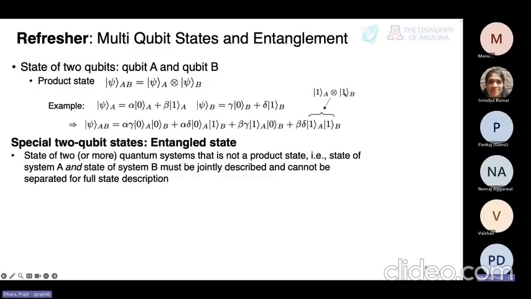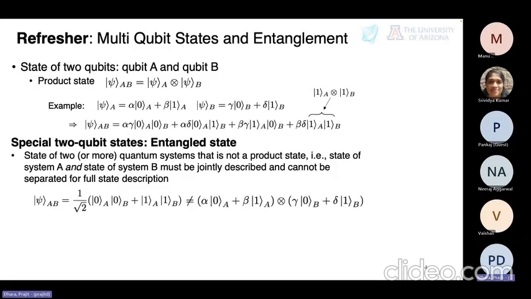What you now have are special two-qubit states, the entangled states, which you cannot represent as product states. And this is what is of most interest for any kind of quantum communication. Specifically, consider a state of the form 0_A 0_B plus 1_A 1_B. This is still a valid quantum state, except I can no longer write it as some (alpha 0_A plus beta 1_A) tensored with (gamma 0_B plus delta 1_B).